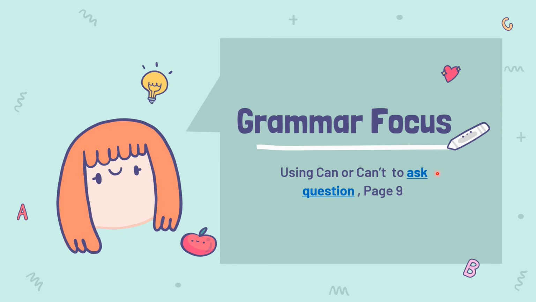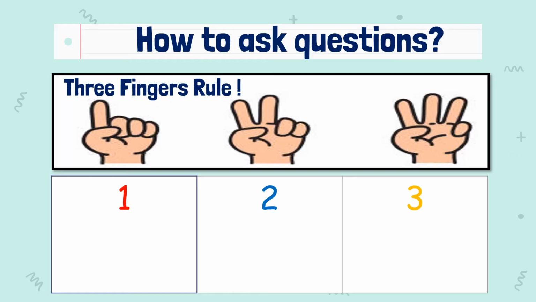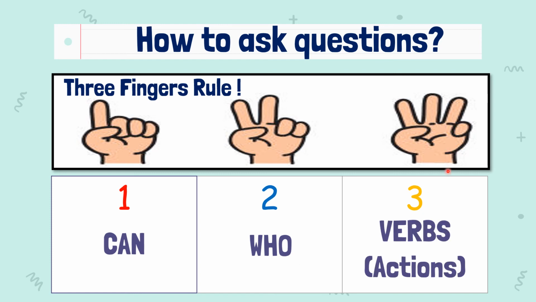Now let's continue again. This time we are going to learn how to use can or can't to ask questions. You can also refer to your textbook, page 9. So how do you ask questions using three-finger rules? It's the same as making sentences. Just number 1, the first finger, can. We always start with the word can. Finger number 2, who. And the third finger, actions, verbs.